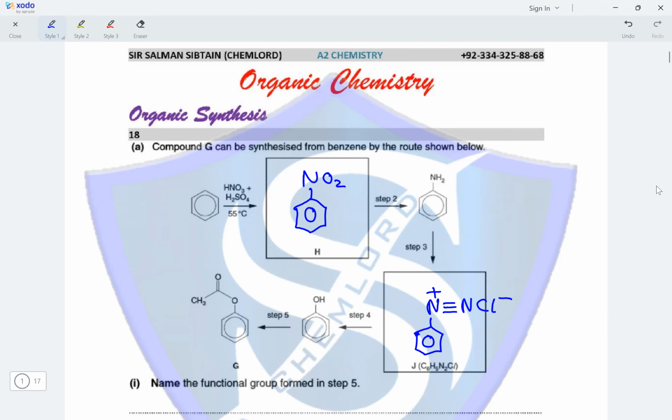But this esterification is basically acylation because phenols do not react with carboxylic acid. Phenol would react with the acyl chloride. So the acyl chloride that phenol would react with would be CH3COCl. Name the functional group formed in step 5. It is an ester group.